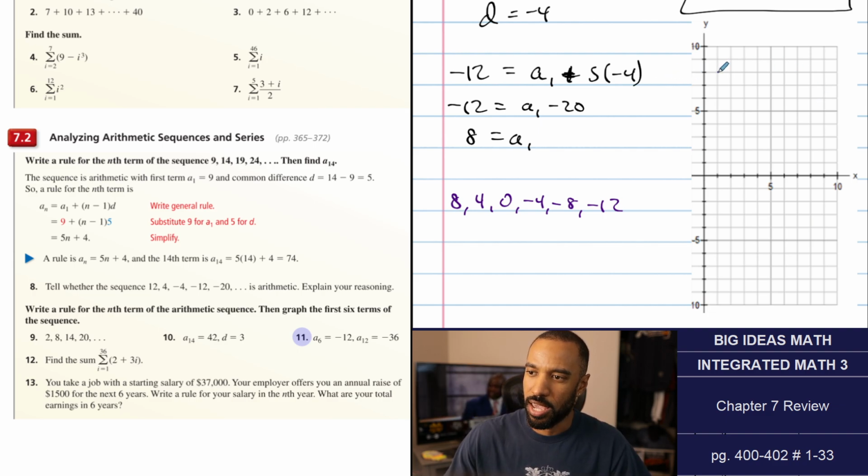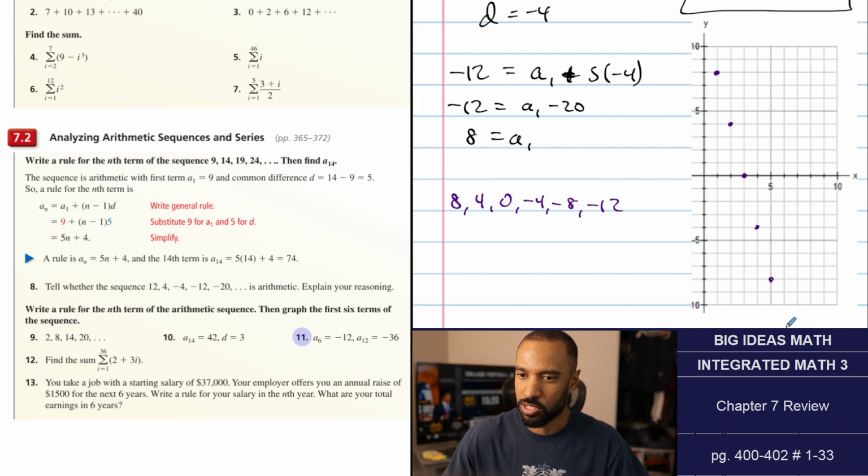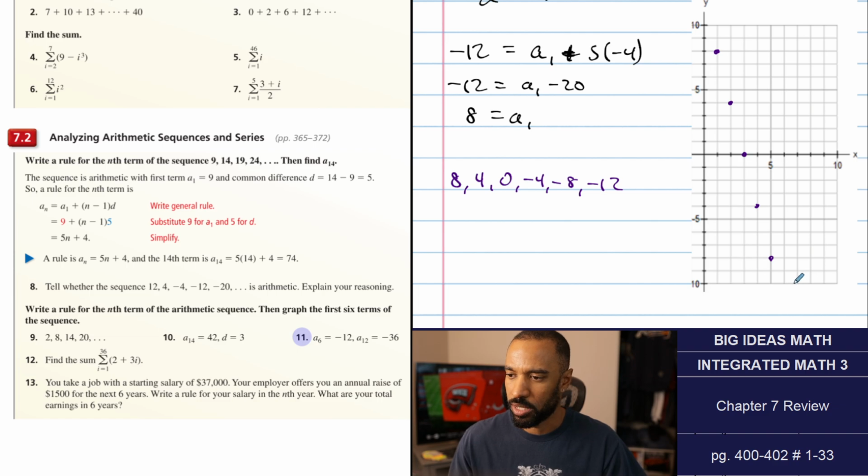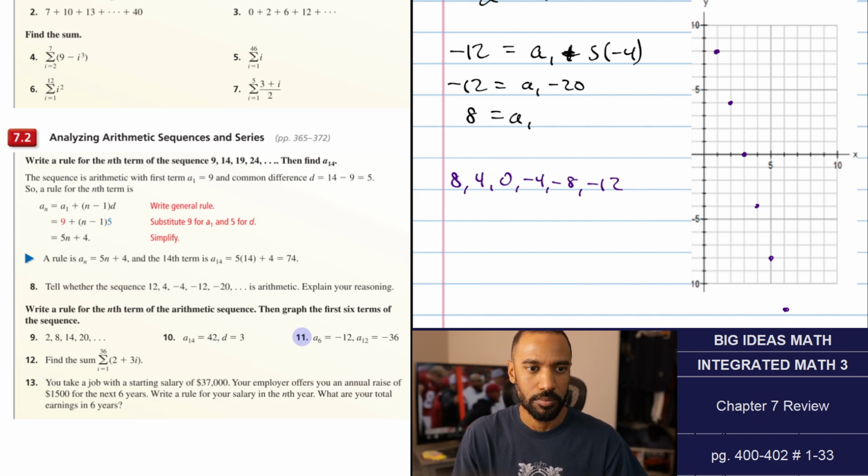So the first term is 8. Second term is 4. Third term is 0. Fourth is negative 4. Fifth is negative 8. And sixth is negative 12. So it falls off just a little bit. 10, 11, 12. As long as it forms the linear path there.